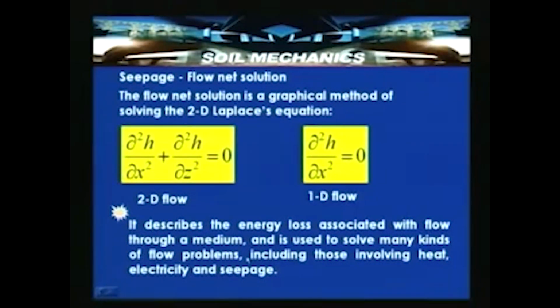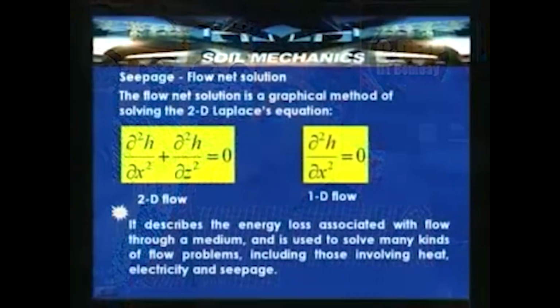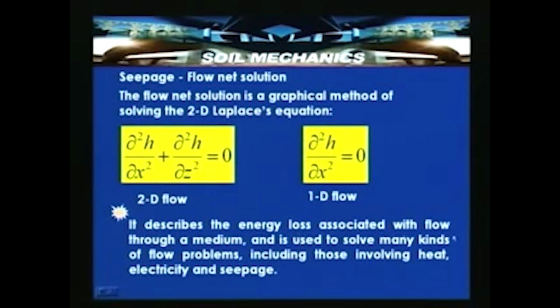of problems. So, this particular concept is used in solving heat transfer and electricity transfer and seepage, that is, from electrical transfer from one potential to another potential. Again, the similar concept and similar analogical logic is used to explain this particular theory. So, this flow net solution basically describes the energy loss associated with the flow through a medium and is used to solve many kinds of flow problems, including those involving heat, electricity and seepage.